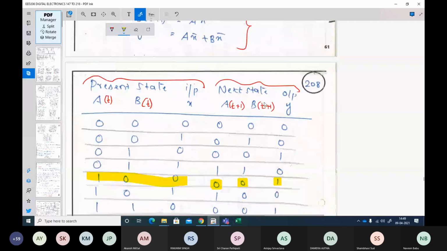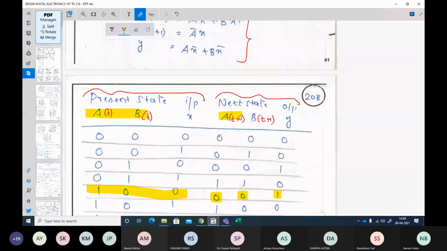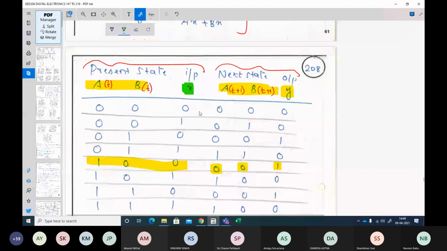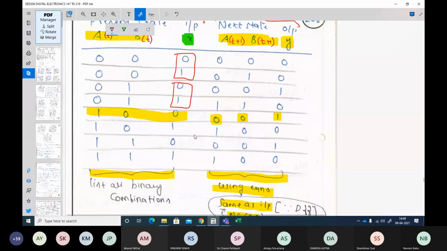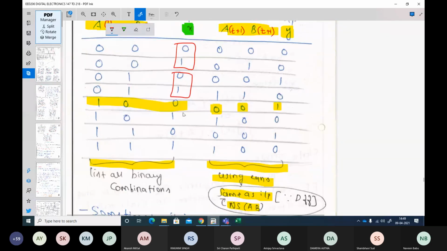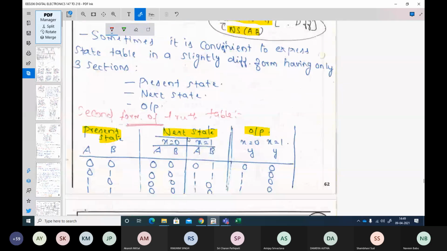We are going to use present state, next state and output for different values of your input, which means when your present state is 0, 0, your inputs are either 0 or 1. When your present state is 0, 1, your inputs are either 0 or 1. On that basis, we can simplify the 8 rows into 4 rows, something like this.